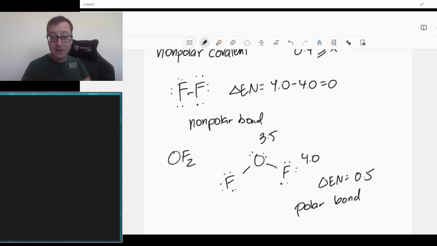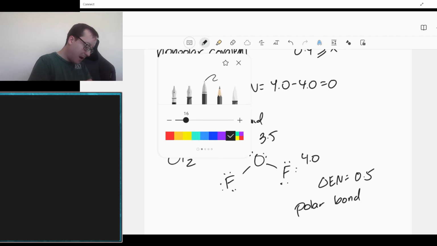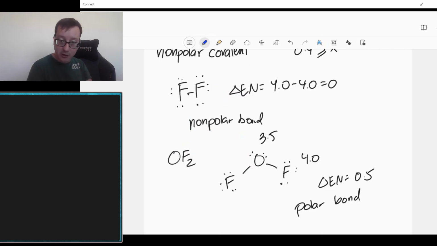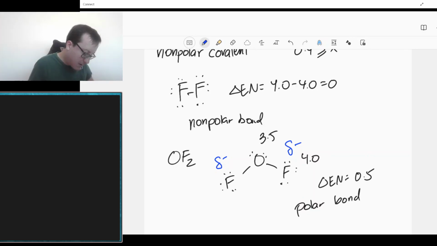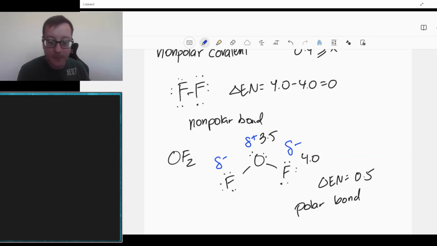And if it's a polar bond, we have to indicate that by putting delta charges. So you want to put the negative with the more electronegative atom and the positive with the less electronegative atom. So the fluorines here are slightly negative. Sorry, those are negative. These are delta negatives. Fluorine will always be delta negative, by the way, unless it's with itself. But the oxygen will be the slightly positive one.